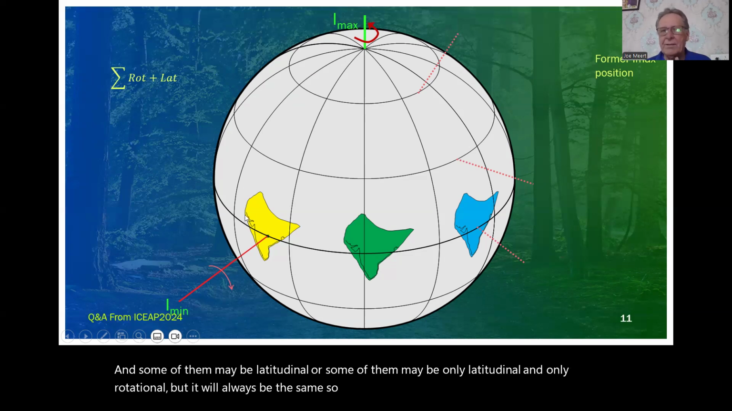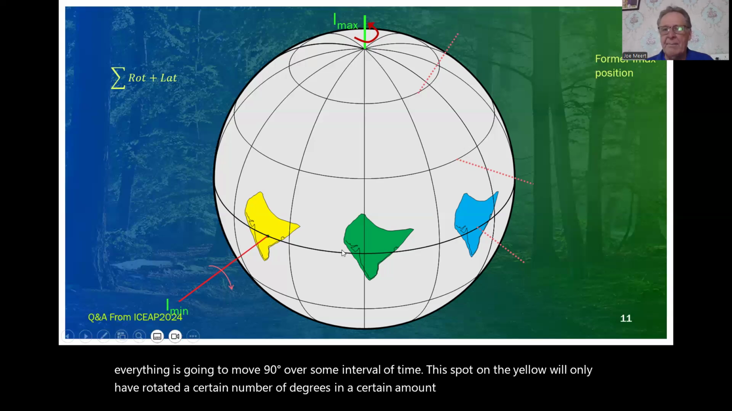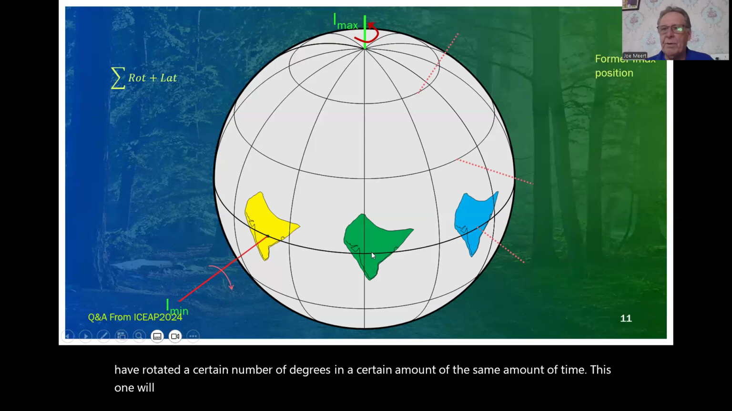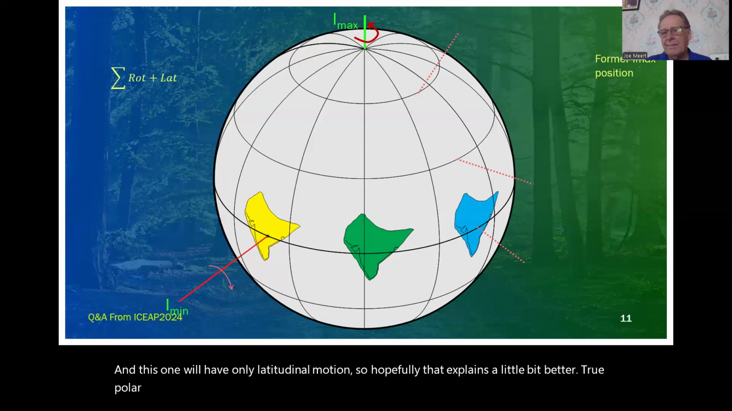So in this case, because I made it an ideal case, everything is going to move 90 degrees over some interval of time. This spot on the yellow will only have rotated a certain number of degrees in the same amount of time. This one will have both rotated and had latitudinal motion, and this one will have only latitudinal motion. So hopefully that explains a little bit better true polar wander and apparent polar wander.